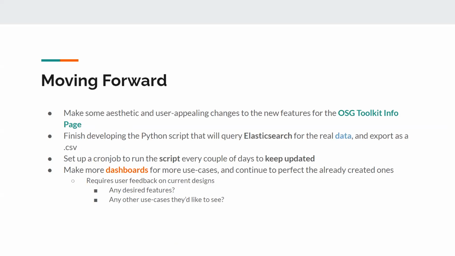But then finishing developing the Python script that will query Elasticsearch for the actual hosts and export them as a CSV, and then setting up a cron job to run that script every couple of days to ensure that the database for the OSG toolkit info page, all of those hosts, are kept updated. And so there won't be any that are being left out.